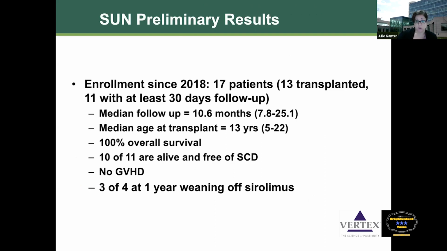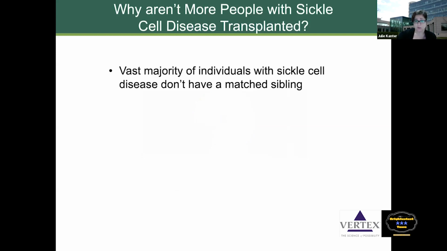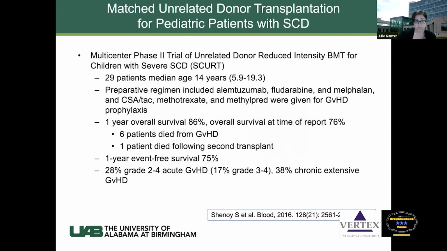Now, it does take a while for individuals to remain on sirolimus, and 3 of 4 were weaning off at 1 year. So this begs the question, if our results are so awesome, why aren't more people with sickle cell disease receiving stem cell transplant? Well, the vast majority of individuals with sickle cell disease don't have a matched sibling.